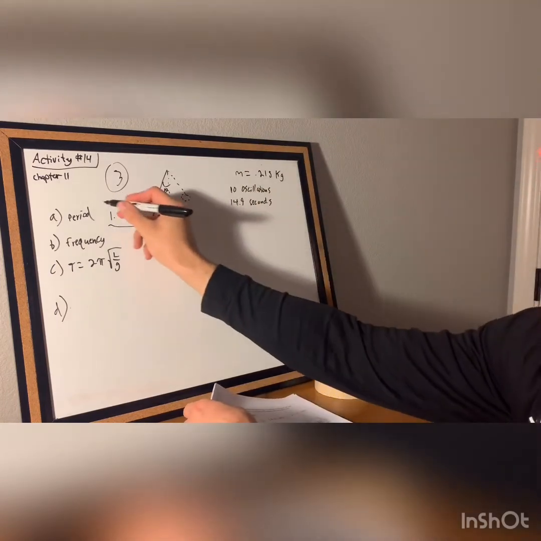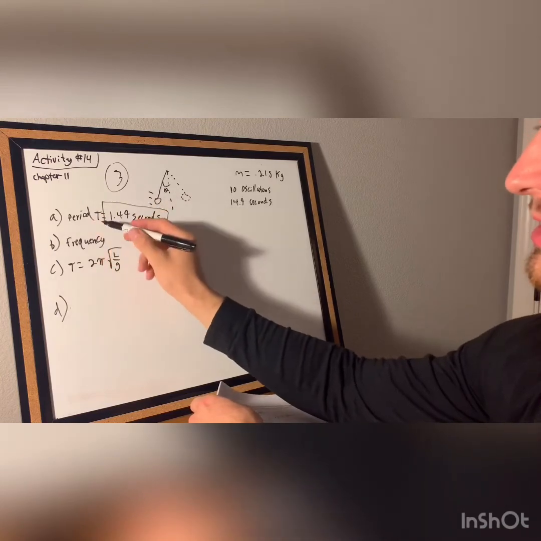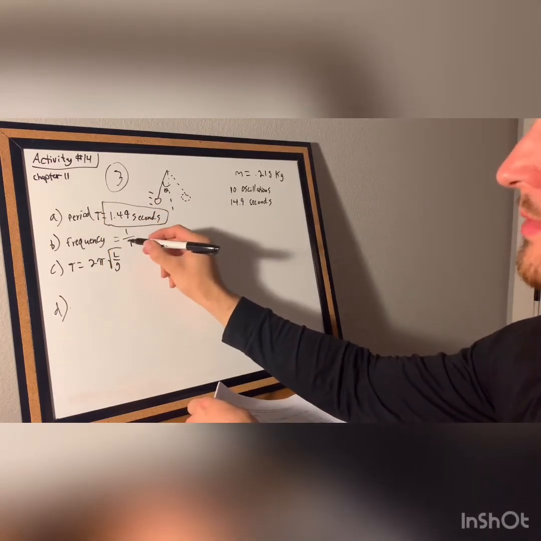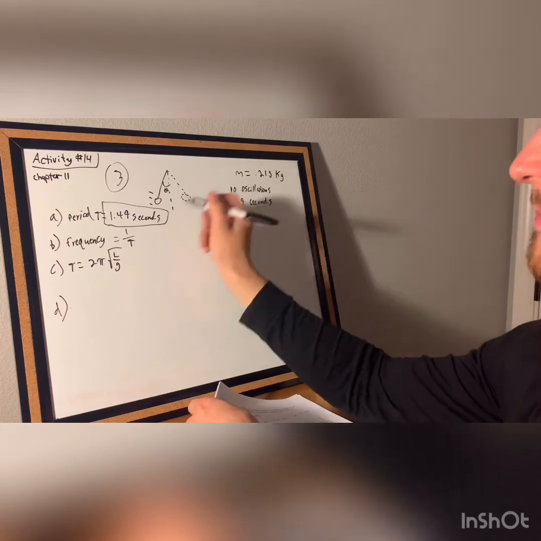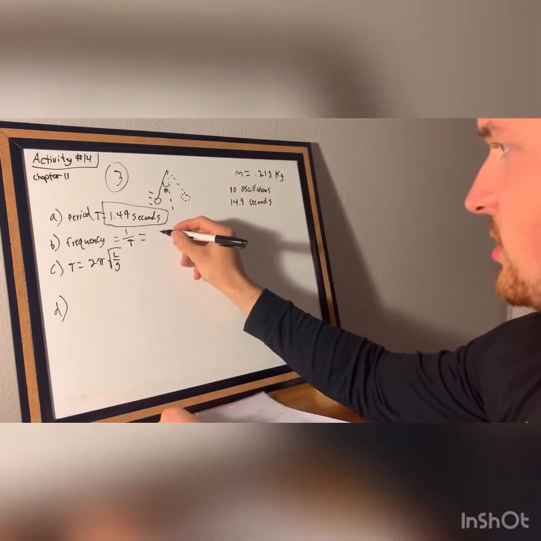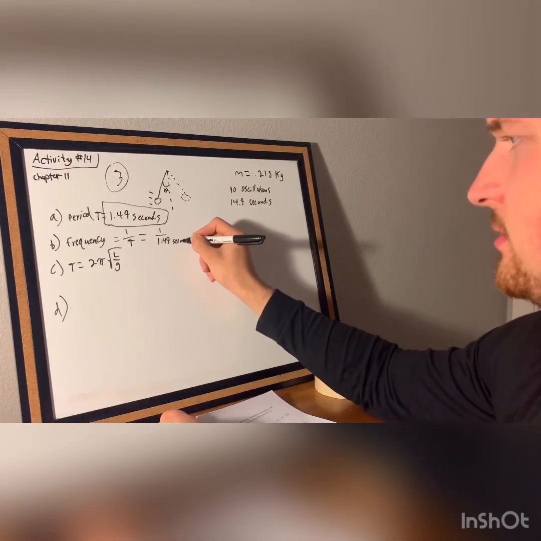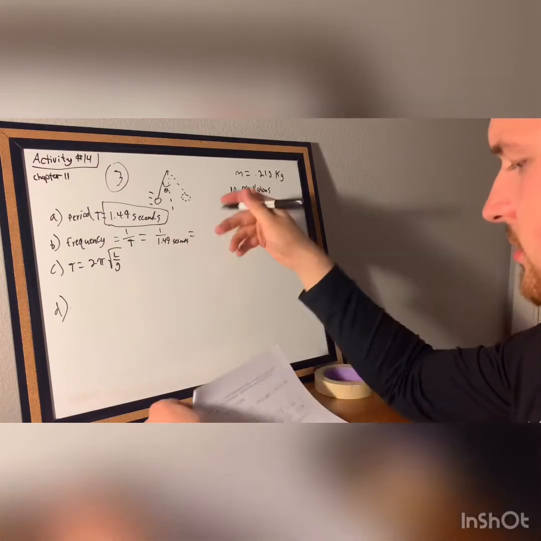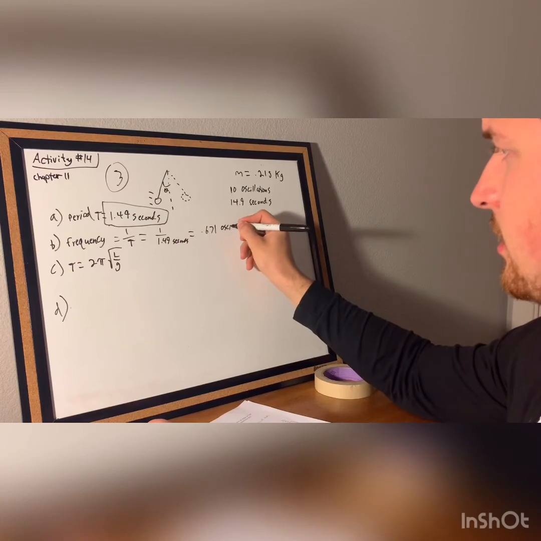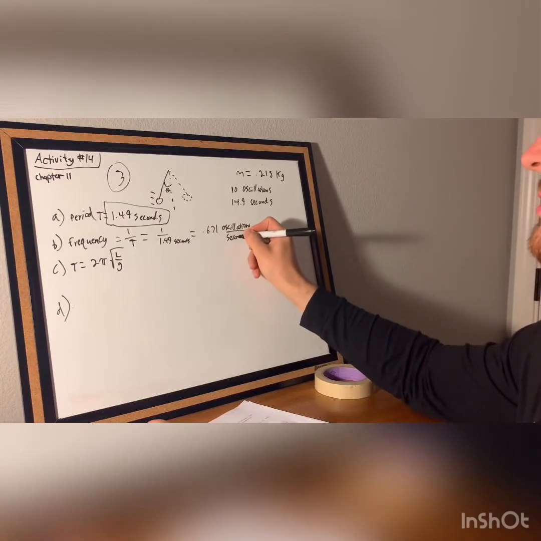And then frequency. So this is T, right? Period is represented as T. Frequency equals 1 over T. It's just the flip of it. And when you plug that into a calculator, you do 1 over 1.49 seconds equals 0.671 oscillations per second.